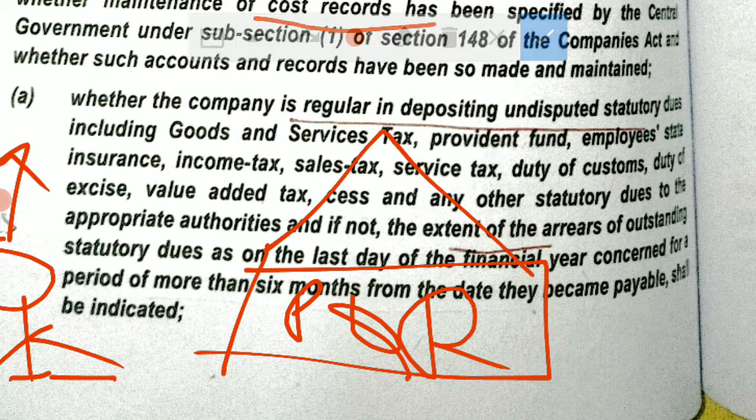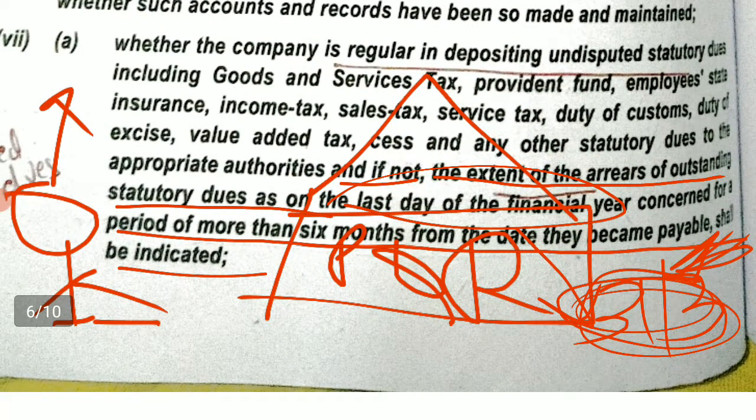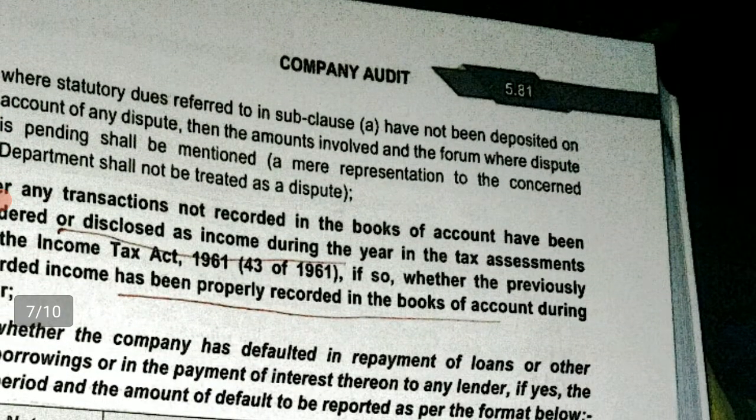I hope you got this point. This was a very simple point, that if there is any disputed due and it has been greater than 6 months till the end of the financial year, till the last date of the financial year, then you have to indicate, and you also have to indicate the amount and the forum involved.